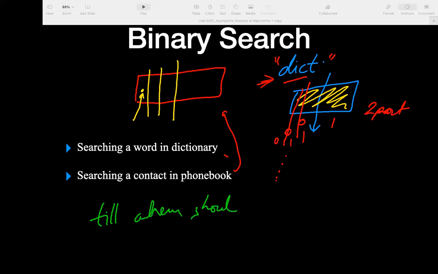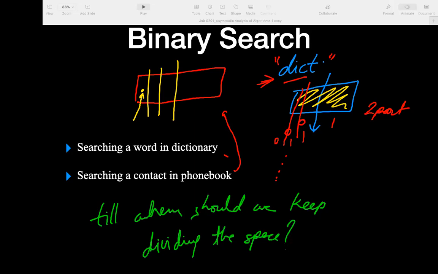should we keep dividing the space? Any answers? Till when should we keep on dividing the space? Anyone?